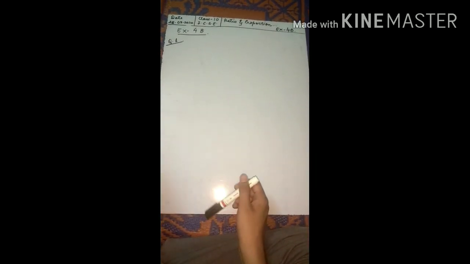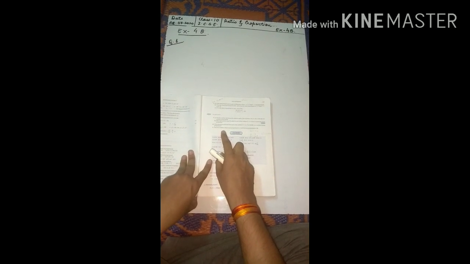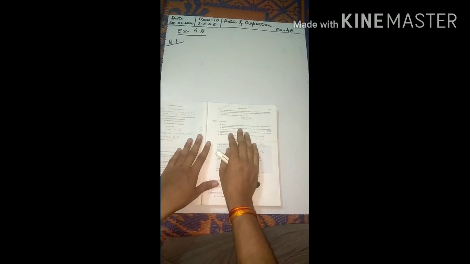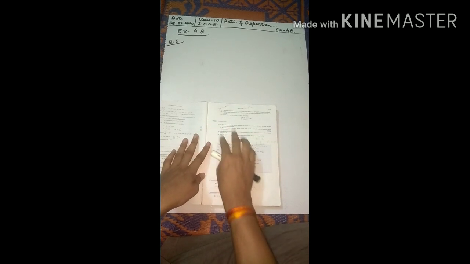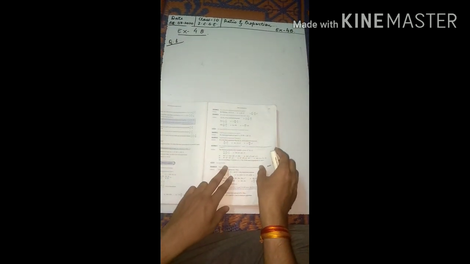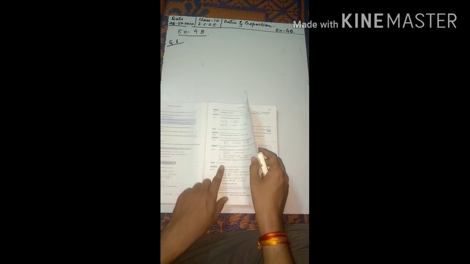All right, let us come to the exercise. Let me inform you of one thing: in the 4B exercise, the application questions, that is the 9th, 10th and 11th, are omitted in the latest ICSE syllabus. So no need of doing that application part. Also the examples on application, you don't have to do those questions.